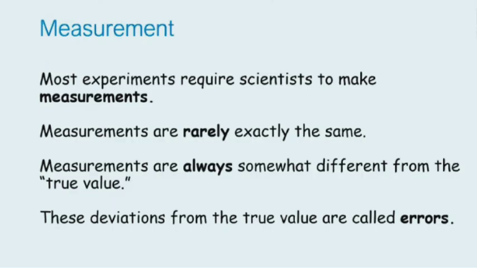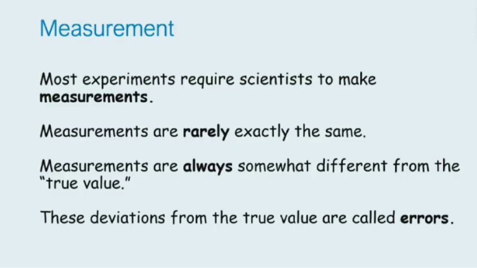Why do we do measurements? Most of the experiments we do, and to convince everyone about something, scientists generally make a measurement. If you look at the measurements, they are rarely the same. They always differ. Whatever measurement you make, it differs a little bit from the true value. This deviation from the true value is what we term as error. So I want to emphasize that there is a difference between the measurement of uncertainty and error. Error is the deviation from the true value.